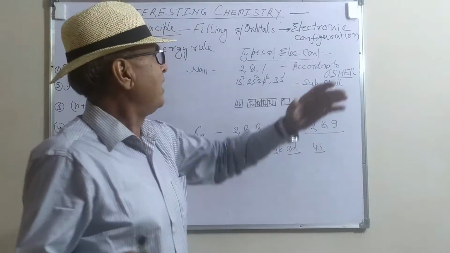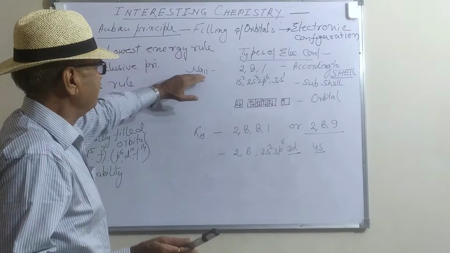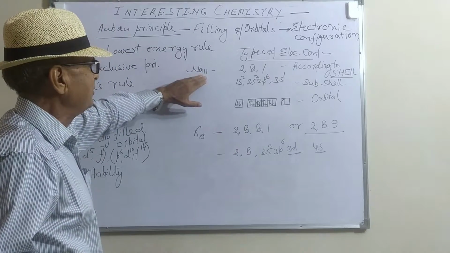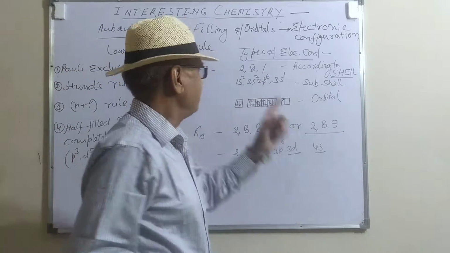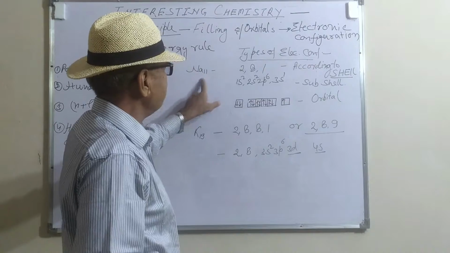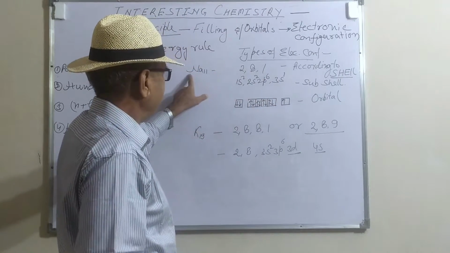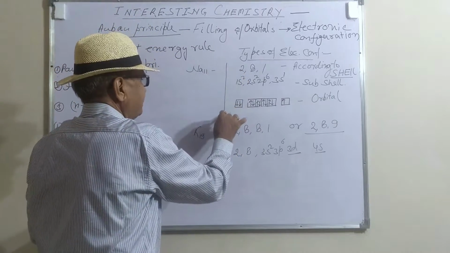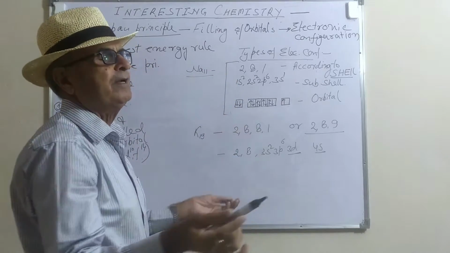So, what is the electronic configuration? Suppose this is sodium, atomic number 11, so there are 11 electrons. You write 2, 8, 1. That is one way. Second method, 1s2, 2s2, 2p6, 3s1. And the third one, this. So there are 3 methods to write the electronic configuration of any element, or sodium.